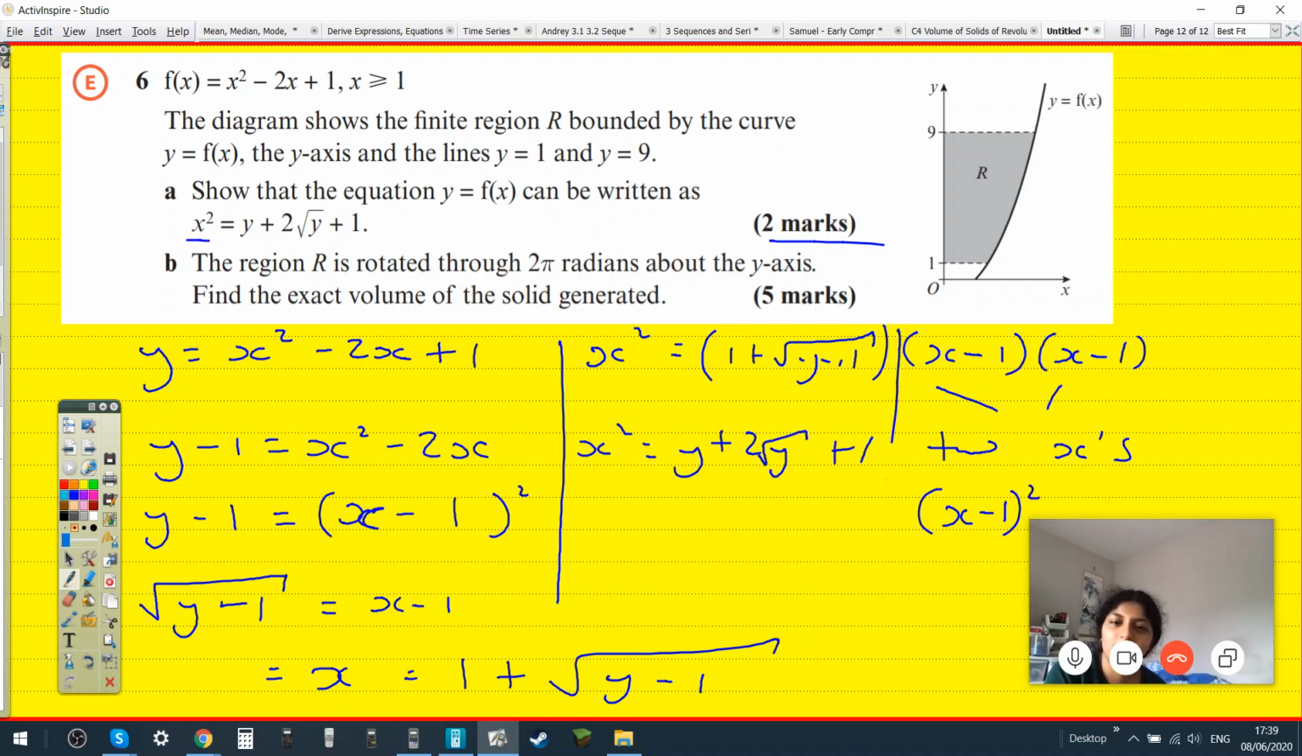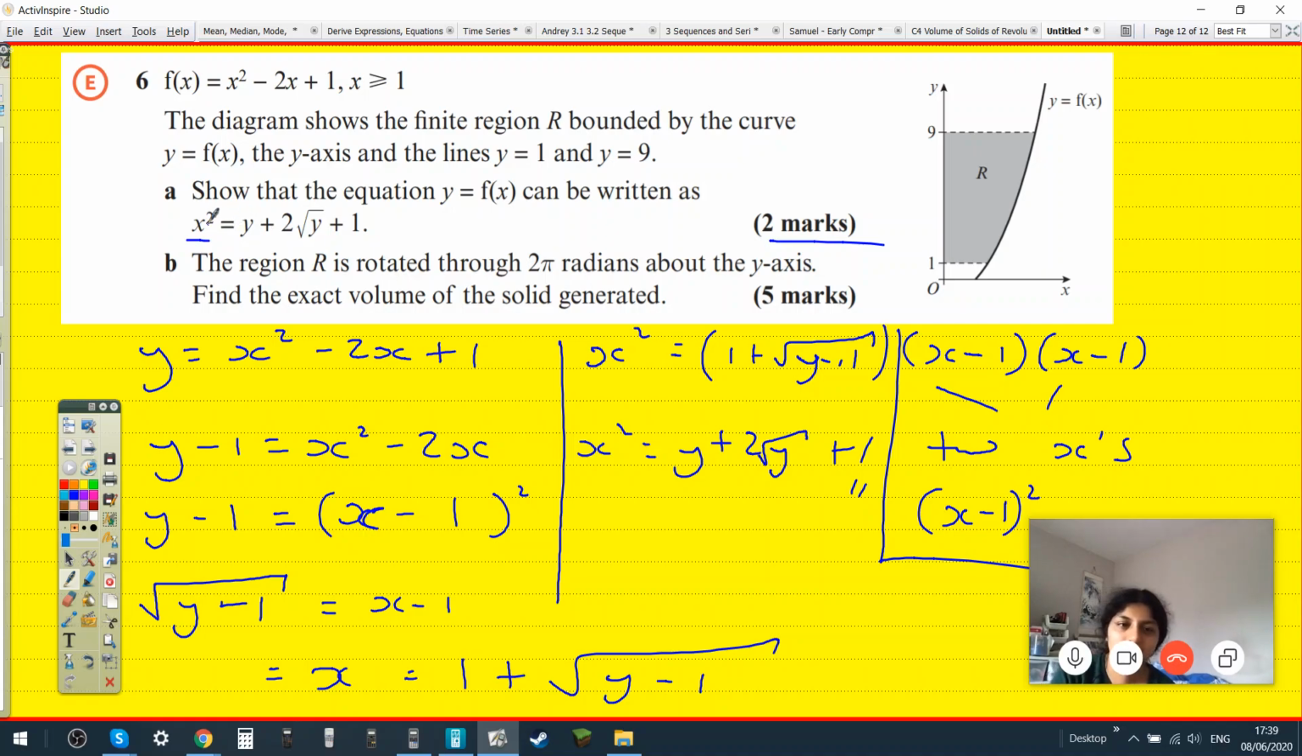It's not going to be that once you square it. I think it will be. 1 squared is 1. This squared is y minus 1. So that's where we get our y. And then 2 times 1 times that. Oh, yeah. 2ab. I forgot about that bit. Yeah. So it works out.